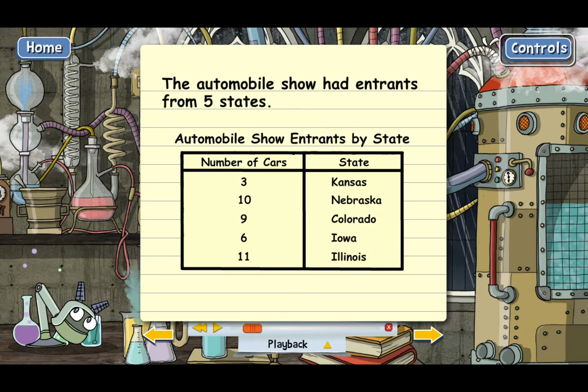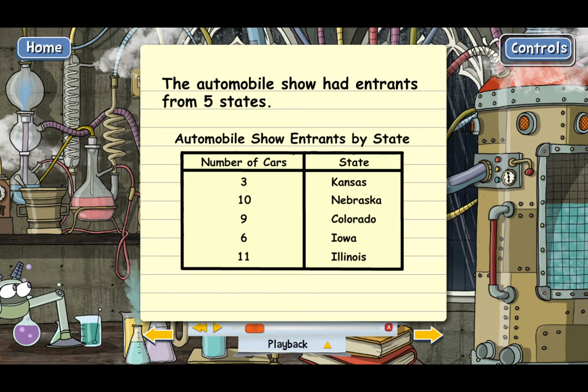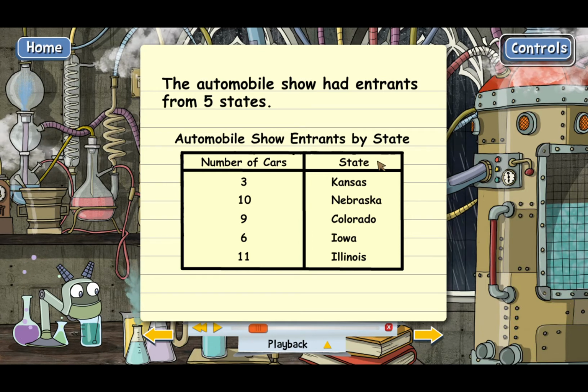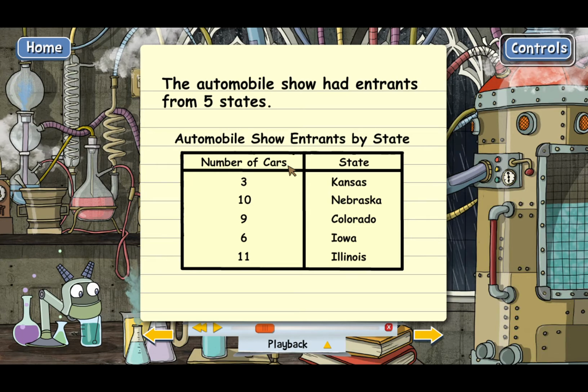The automobile show had entrants from 5 states. Here are the number of cars that came from each state. See, the column on the right shows the 5 states: Kansas, Nebraska, Colorado, Iowa, and Illinois. And the column on the left shows how many cars were entered into the show from each of those states. Now let's do a graph of this information.